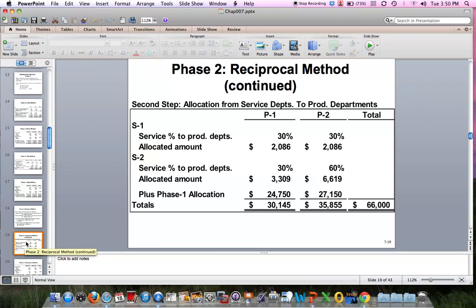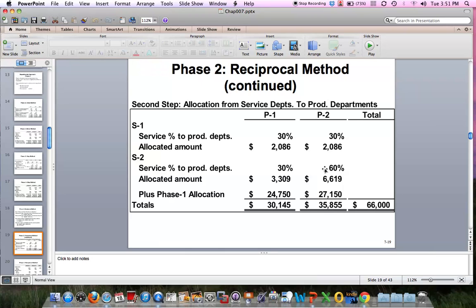Okay, so to continue phase 2 then, I'm going to go back to the same old, using those same percentages we have been using before in the other 2 methods, 30 and 30, 30 and 60, and I'm going to then use that to allocate these costs. And I should be telling you that on Exhibit 7.8, page 233, is where you will see a little bit more detail about these allocations and these numbers.